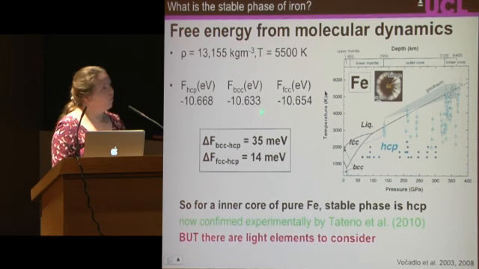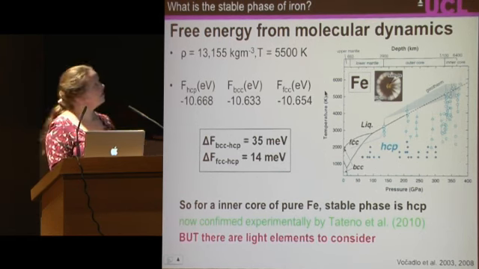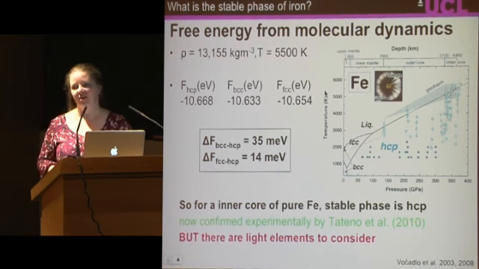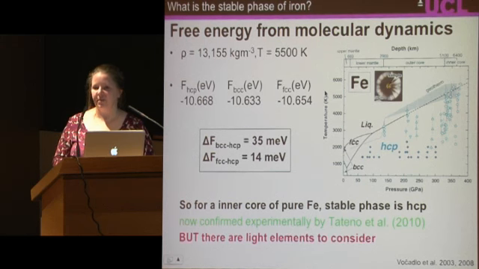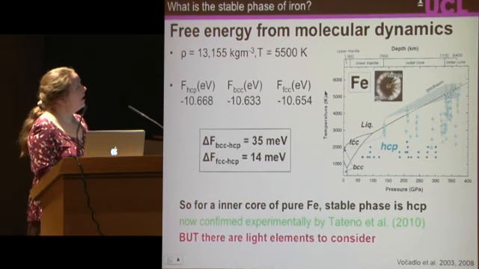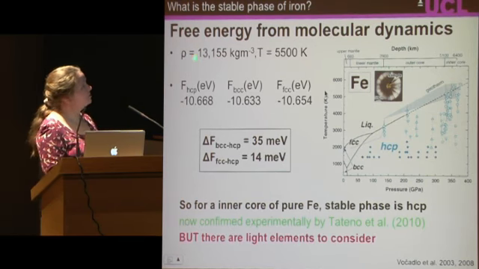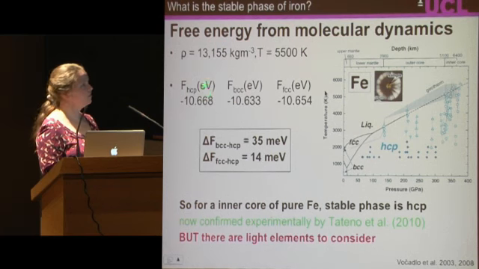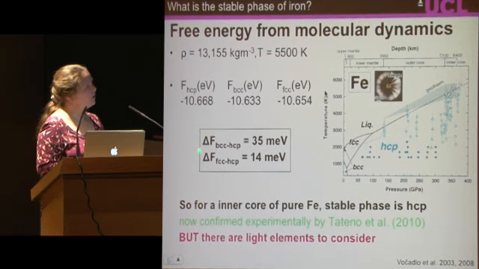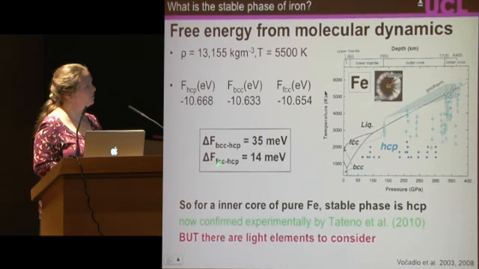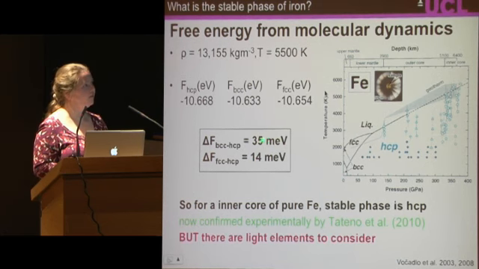So, one of the things that we did a few years ago was to look at the free energy. The free energy of the stable structure has to be the lowest compared to any other candidate structure. And we did this for pure iron at core densities and temperatures, and found that the free energy of the hexagonal phase was lower than that of the other two candidate phases. However, you have to be very careful because the energy difference between the hexagonal phase and both the body-centered cubic and face-centered cubic is very small, on the order of tens of meV.